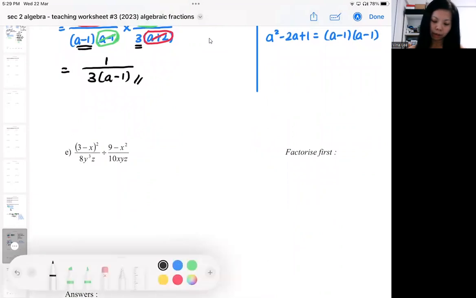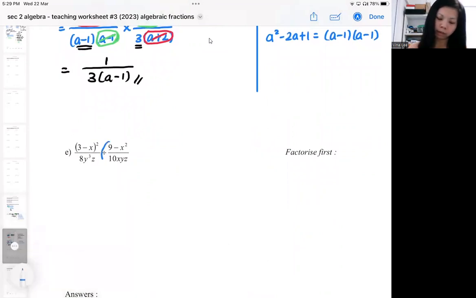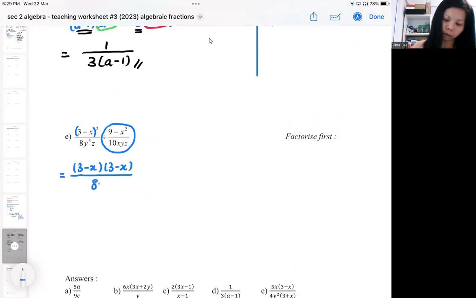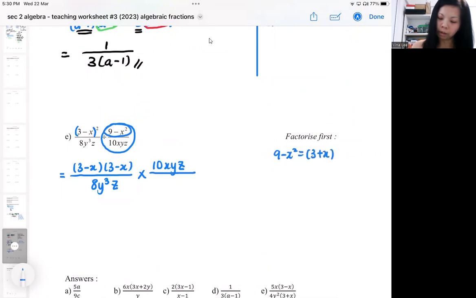The same thing happens here. This is a divide, so I'm going to flip it over. As I flip it over, this is a double bracket. Don't try to expand it out. If you expand out, you do not have the multiplication. So I flip over and I try to factorize this. So I will get a 3 plus x and a 3 minus x.